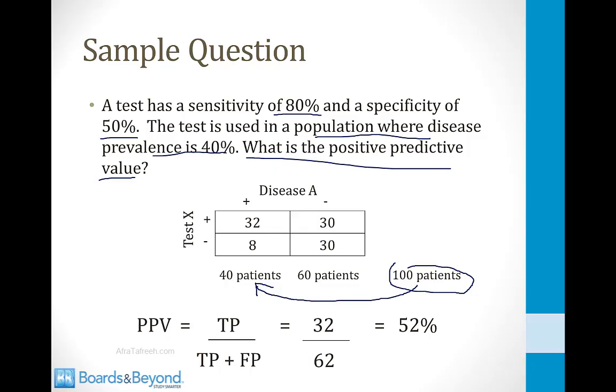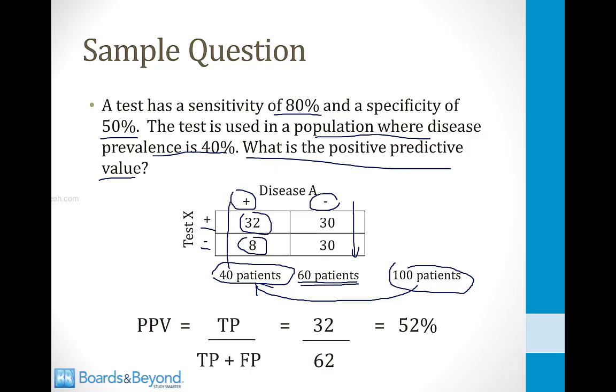That represents the sum of all the patients in this column, all the disease positive patients. The other 60 patients we're going to put right here, and that represents the sum of all the patients in this column, the disease negative patients. Now, to decide how we're going to split up these 40 disease positive patients between positive and negative test results, we're going to use the sensitivity. The sensitivity is 80%, so we're going to put 80% of the 40 patients in the top quadrant, right here, and then we're going to put the other 20% right here.